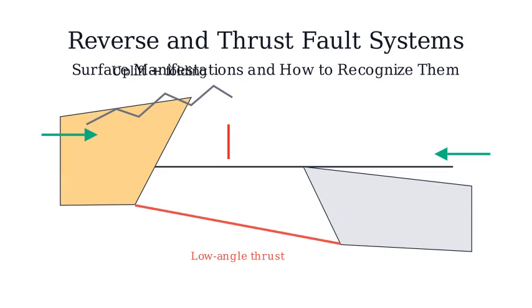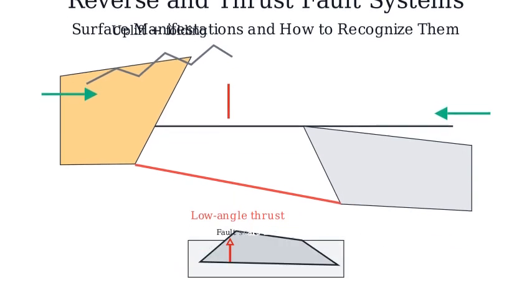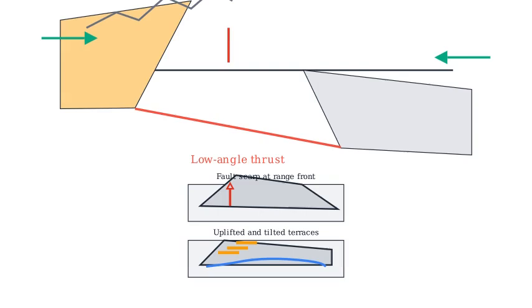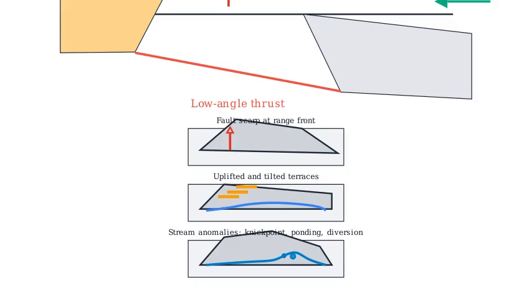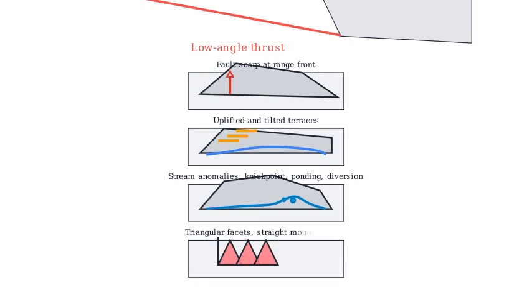What do thrust faults leave on the landscape? Four key surface clues stand out. 1. Range front fault scarps or sharp flexural scarps in young sediments. 2. Uplifted and tilted river terraces or alluvial fans on the hanging wall. 3. Stream anomalies: nick points, steep short reaches, diverted channels, and ponding. 4. Triangular facets and straight mountain fronts where uplift outpaces erosion. A classic example is the Himalayan thrust belt.